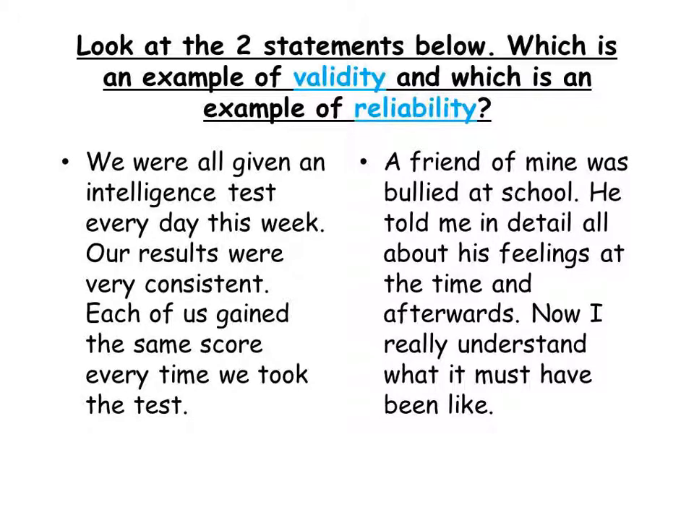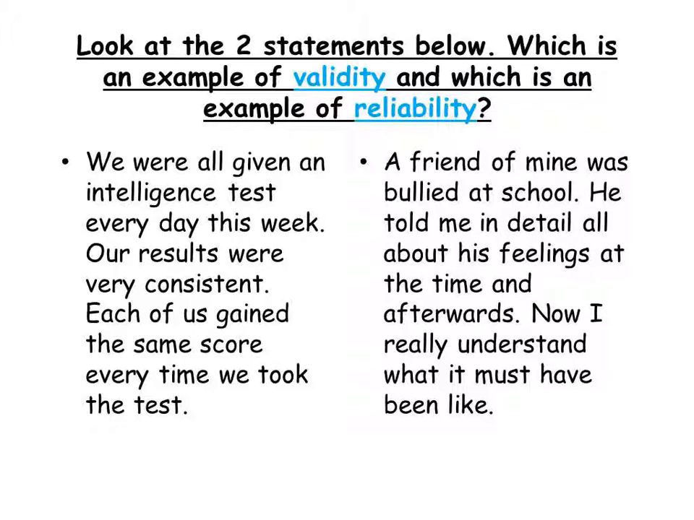So, another way that sociologists look at the quality of their research is by thinking about validity and reliability. Validity is about how true a social picture the research gives. And reliability is about the research being able to be replicated with similar results being produced.